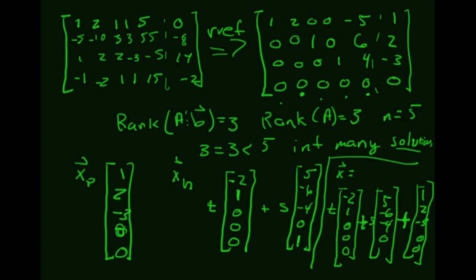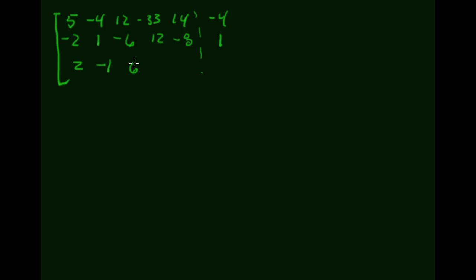Okay, so we got one more. All right, so looking at the last problem here, my augmented matrix is going to be 5, -4, 12, -33, 14, -4, -2, 1, -6, 12, -8, 1, 2, -1, 6, -12, 8, -1.